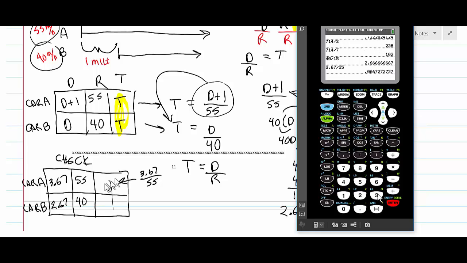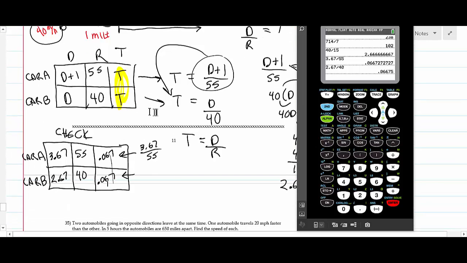So that's like 0.06, or let's say 0.067, is what that is in an hour. This is a very fast race. Okay. Then what we're going to have going on here is if we do 2.67, and if we divide that by 40, what do we get? We got roughly the same thing, because we rounded. So see, we know we're right.